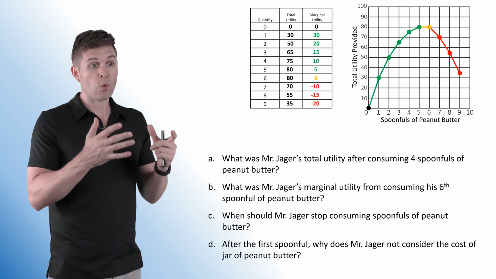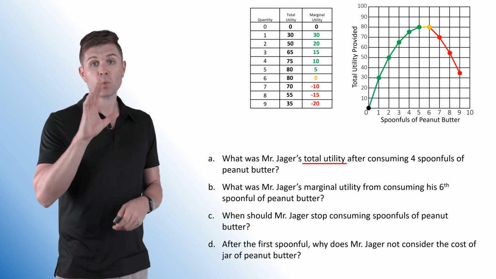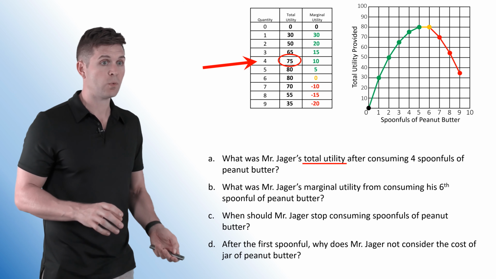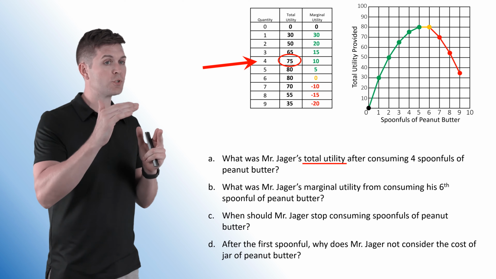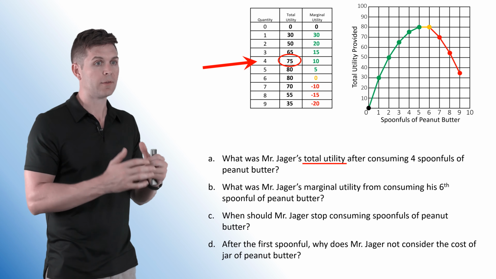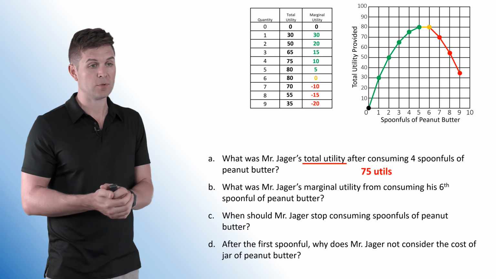What was my total utility after consuming 4 spoonfuls of peanut butter? Okay, so we're looking for total utility in this particular question. So you got to look at the total utility column. That's all the marginal utility up until that point added together. So at 4 scoops of peanut butter, my total utility was 75 utils.